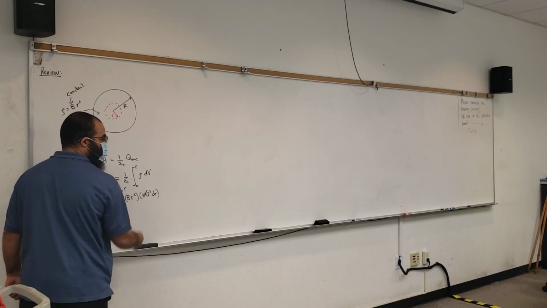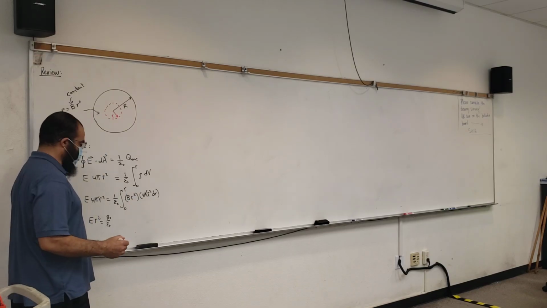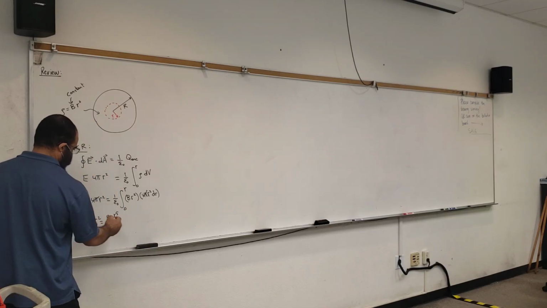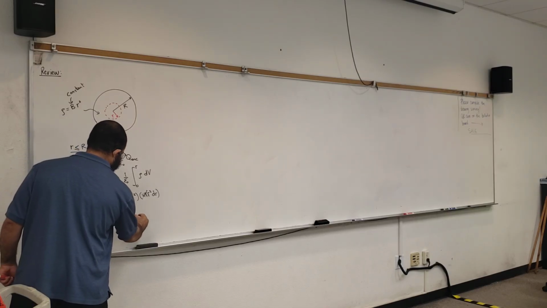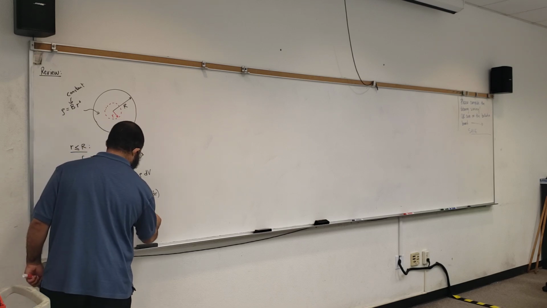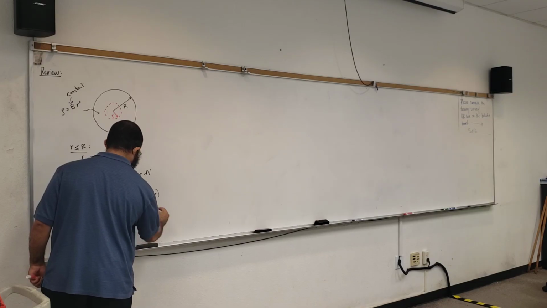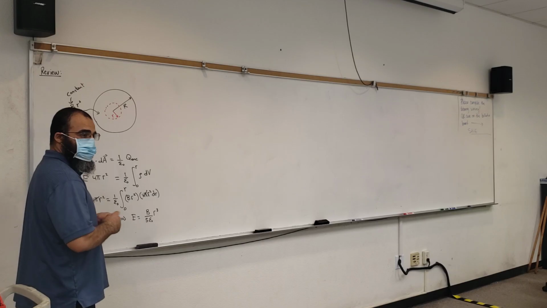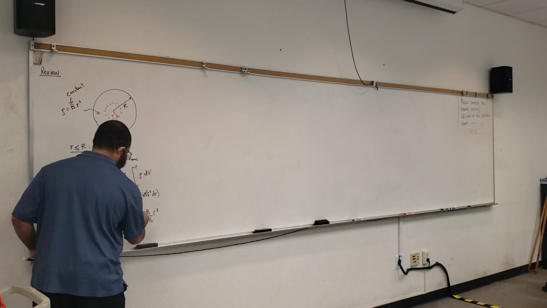Now, r squared times r squared is r to the 4th. When you integrate, you get r to the 5th, on both sides. And finally, then E is equal to B over 5 epsilon naught times r to the 3rd power, and make it a vector.